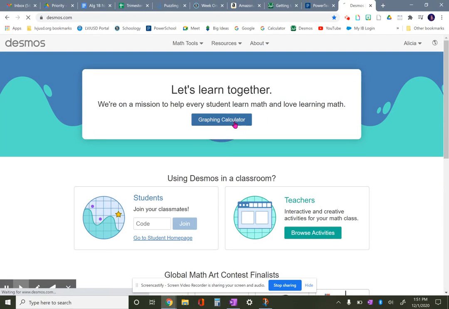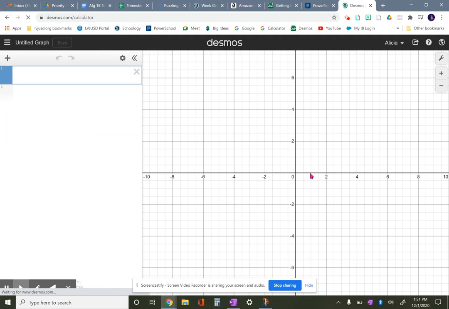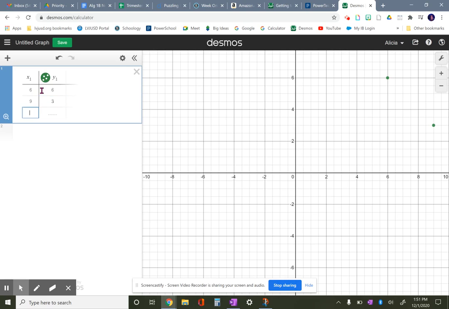I'm going to click on Graphing Calculator. In order to create a triangle, you hit a plus sign and click on the table. So we're going to create a table and enter in the points. The points were 6, 6. You just hit tab to go to the next one, 9, 3, and 2, 2.